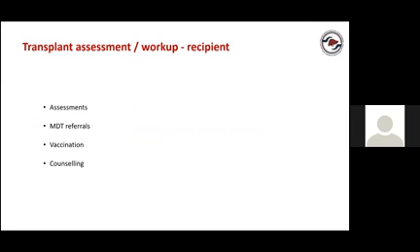So having talked about the disease burden, indications, and contraindications, let's look at how we assess a child for transplantation. We have gone through the diseases and indications, and now we feel this child would need a transplant. Then the child should be subjected to a transplant assessment. There are key areas in a transplant assessment: multiple assessments, MDT referrals, vaccination, and counseling. Those are the key areas which I will discuss.